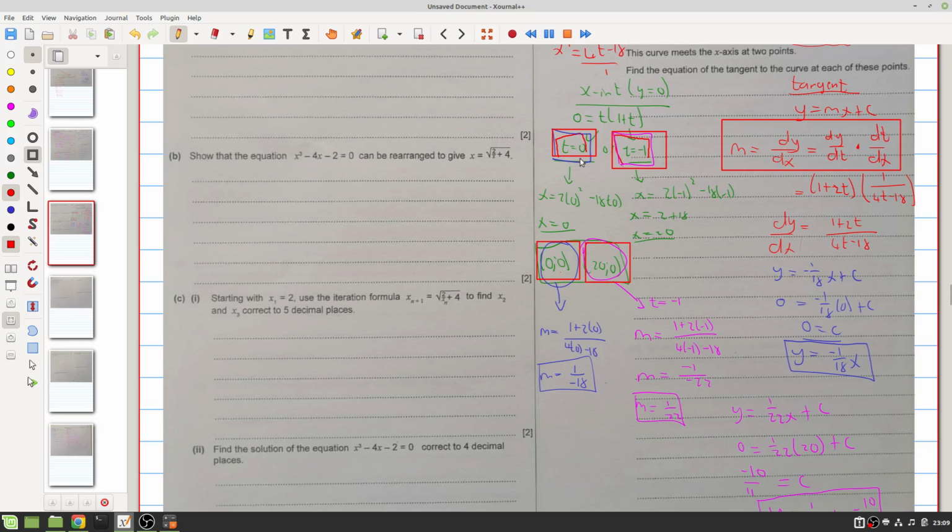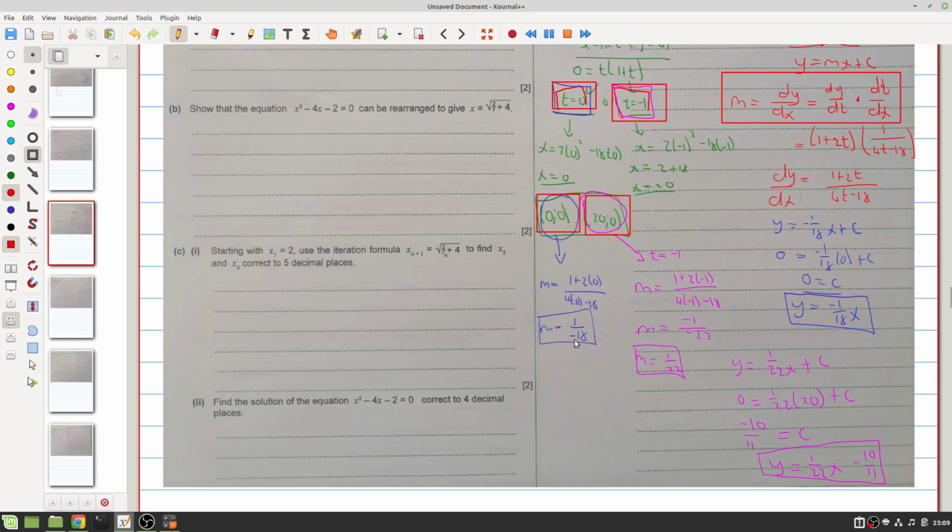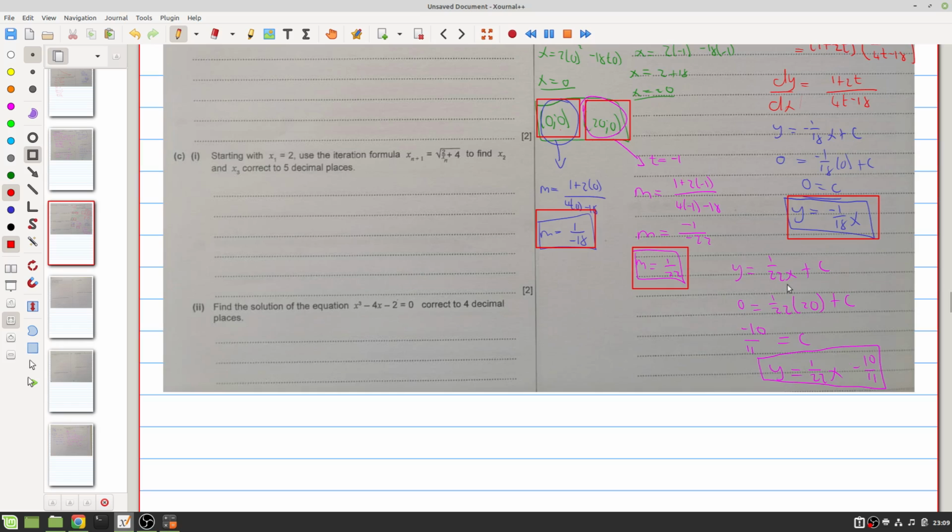So at this point, that's when t was 0, so we substitute 0 into our gradient to find our gradient. We did the same for the other point. At this point, t was -1, as we can see there, so substitute t equals -1 to find the gradient for that curve, or for that line. Then we have here our gradient there. So that's the equation. We plug in this point to find our c value, and then we've got our final answer here. Same here, y equals our gradient mx plus c. Plug in this point here to find that c equals -10/11, and that gives us our final equation there.